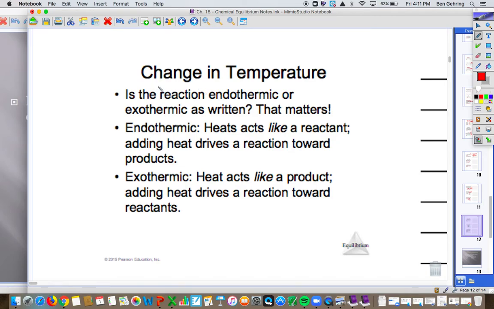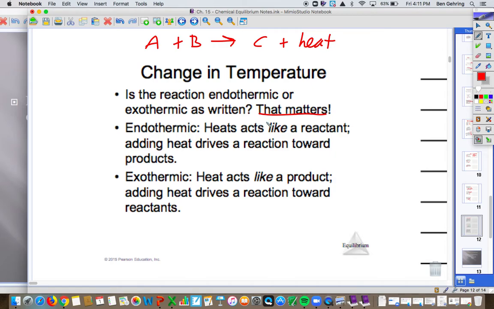If we change temperature, we need to determine whether the reaction is endothermic or exothermic, and that is really important. We have to determine that first. For example, if you have A plus B produces C, if this is exothermic, I'm going to write heat as its own separate substance, as its own component. Then I can treat this just like everything else.